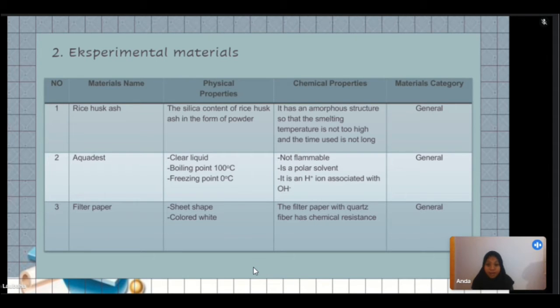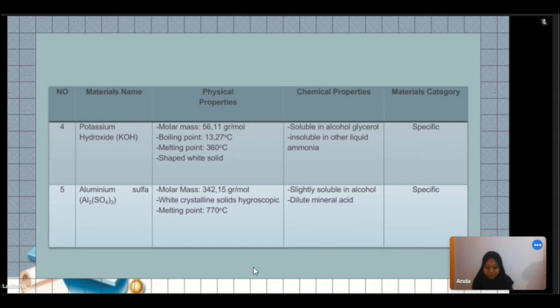Experimental material. 1. Rice husk as material, category general, 2. Aqueous water, category general, 3. Filter paper, category general, 4. Potassium hydroxide or KOH, category specific, 5. Aluminum sulfate or Al2(SO4)3, category specific.